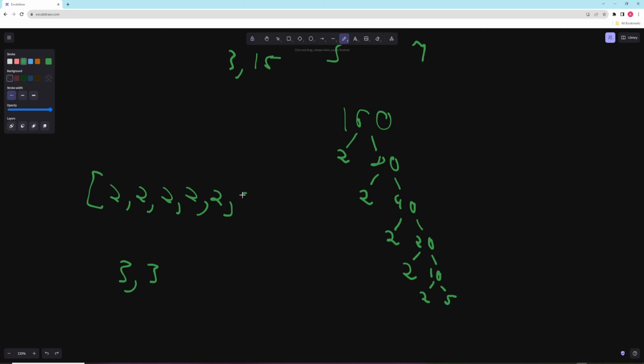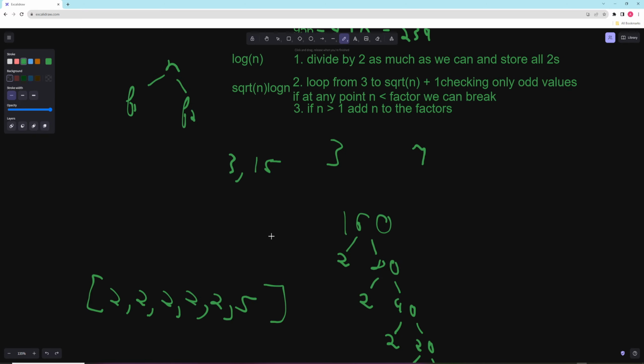So we had 5. So the factors of 160 are this, and you can see how in practice it's significantly faster than just going from 1 to n, right? Especially for a big number. Let's say our number is like a billion. We could divide a billion by 2 a ton, and then we would have a way smaller number, and we take the square root of it. So in practice, it's going to speed it up drastically. So that's kind of the way to do it. Now let's take a look at the code.